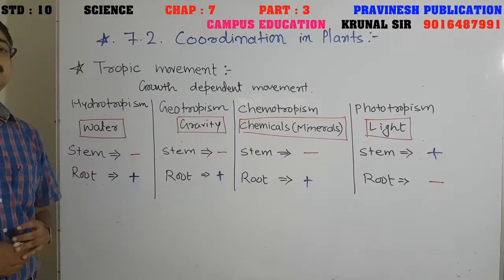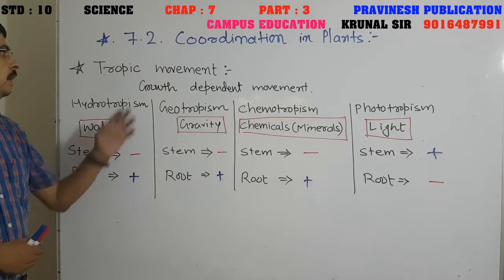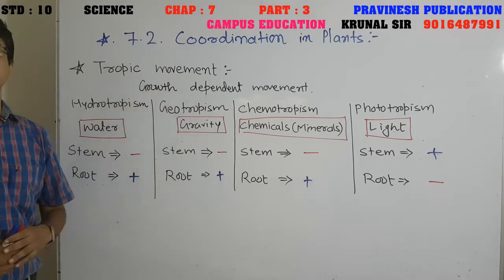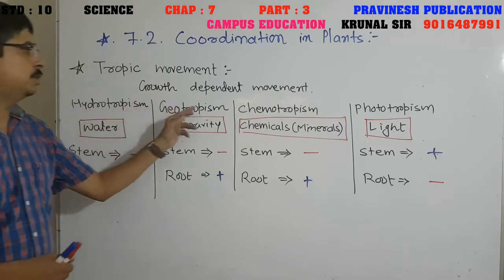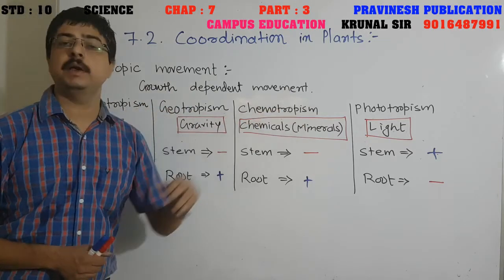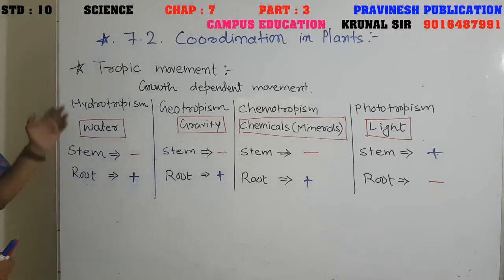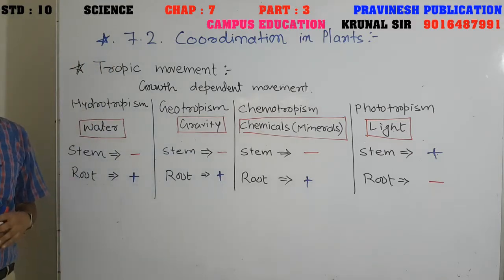Now friends, the next movement is Tropic movement. These movements are growth dependent movements. In that one, we have hydrotropism, geotropism, chemotropism and phototropism. So first is hydrotropism. Friends, we know that plants need water. So plant roots will move in search of water.